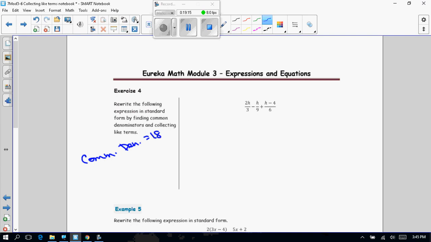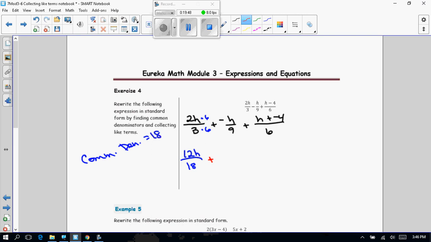All right. I think what I'm going to do first, though, is smatto 2h over 3 plus negative h over 9 plus h plus negative 4 over 6. Okay, just turn everything over like that. All right, I need to get a common denominator. So I'm going to multiply this whole thing by 6. So this becomes 12h over 18.